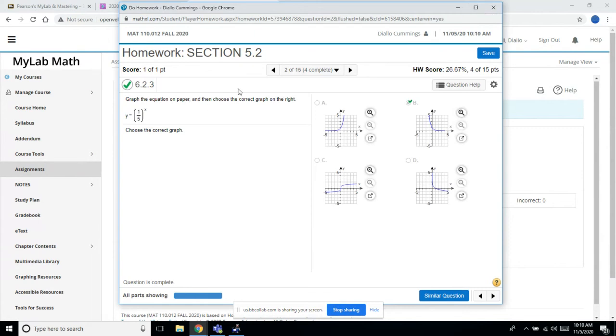All right, so from section 5.2, this is number 2. Notice we have, I'm going to generate a similar question. Here we're just asked to pick the correct graph for our function, and we have y is equal to 1/6 raised to the power of x. I'm simply going to graph that in my calculator.